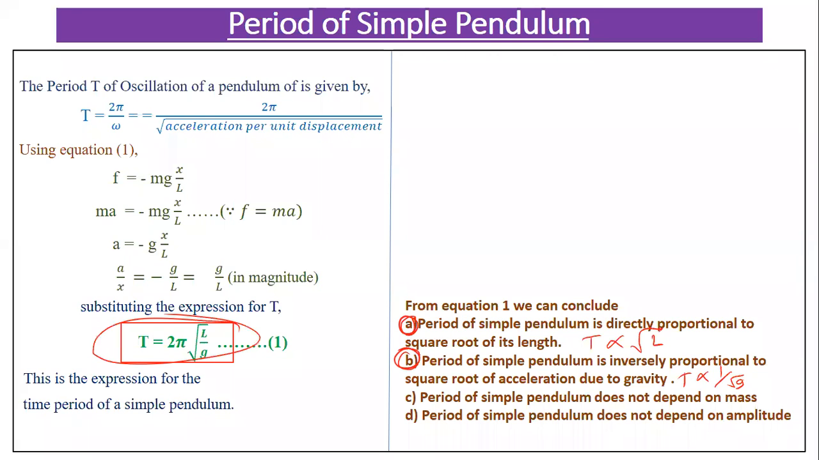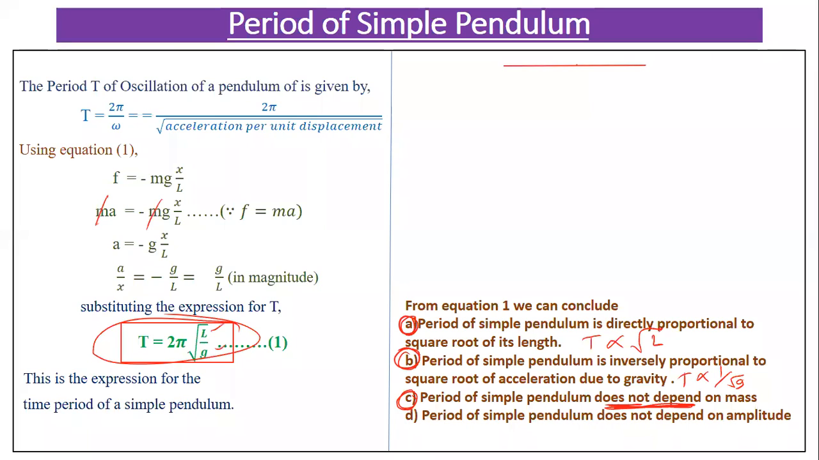Now the third one: by the formula we can write that the period of a simple pendulum does not depend on mass. You can see here period depends on L and g only. The mass term gets cancelled here. So period depends on L and g, not on the mass. So the third point we have written is period is independent of mass. It means that in problems, a question may be asked like this.